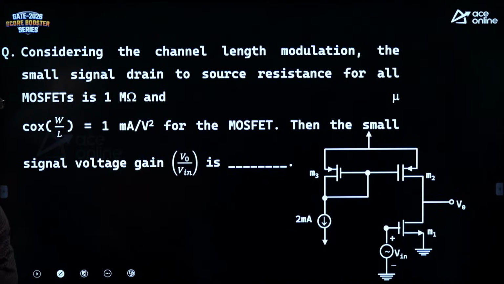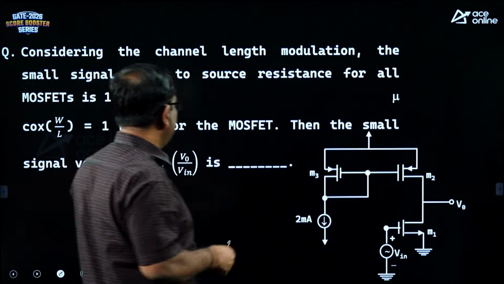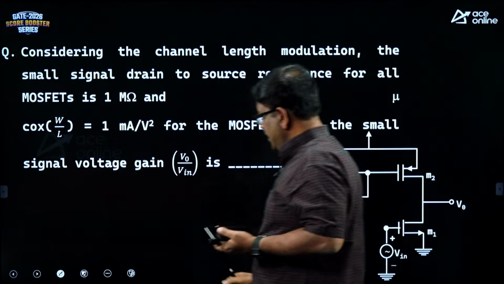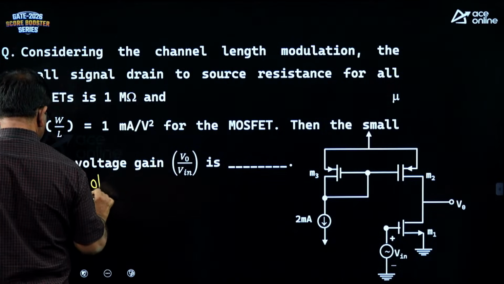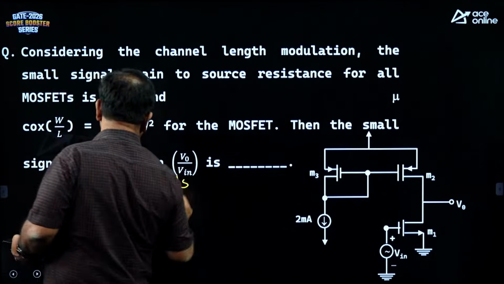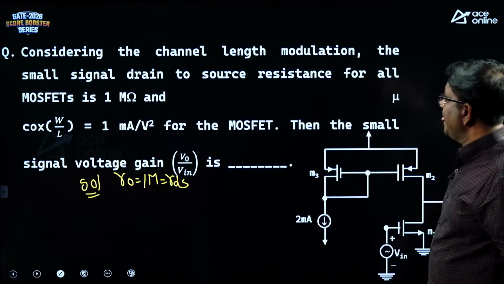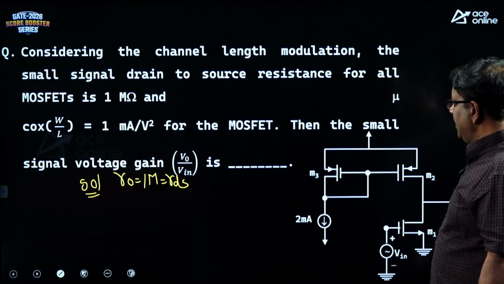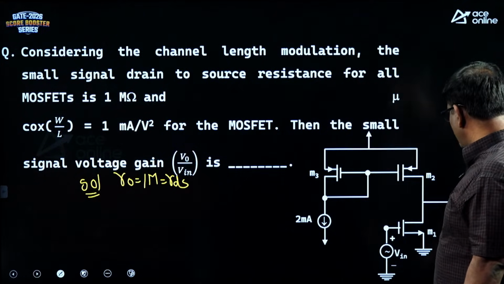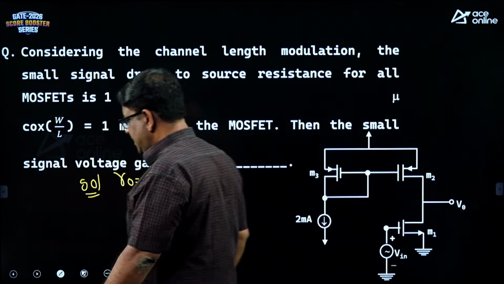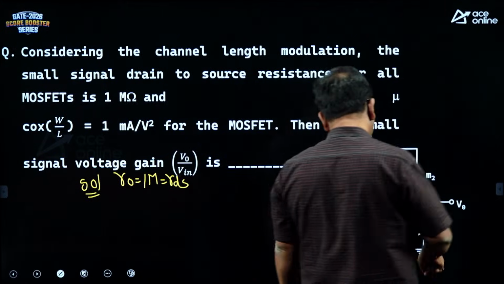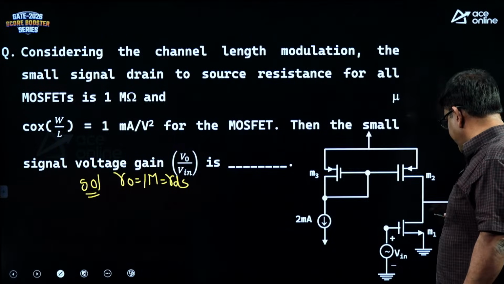Considering the channel length modulation, the small signal drain to source resistance of all MOSFETs is 1 mega ohm. So, here in this problem, R naught or RDS is given as 1 mega ohm, and mu Cox W by L is 1 milliampere per volt squared. Then the small signal voltage gain is. Now, you can see this is a simple common source amplifier. Input is given at gate, output is taken at drain.